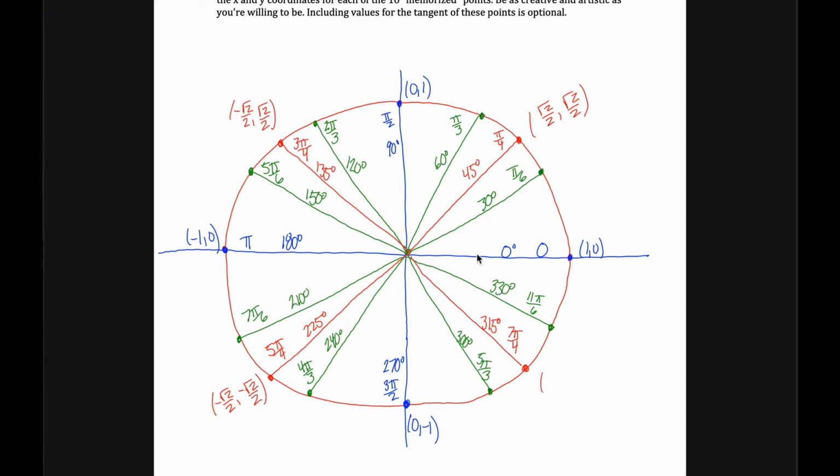And then in the fourth quadrant, I've gone to the right, so the x coordinate is positive, and down, so the y coordinate is negative. So I get positive root 2 over 2, negative root 2 over 2. All that's left are the points in green. The points in green are the ones that maybe you're thinking root 3 over 2 and 1/2.